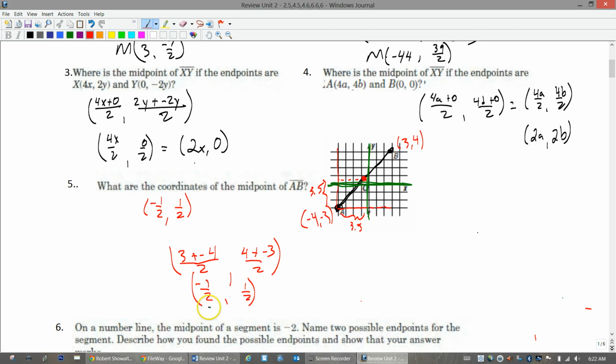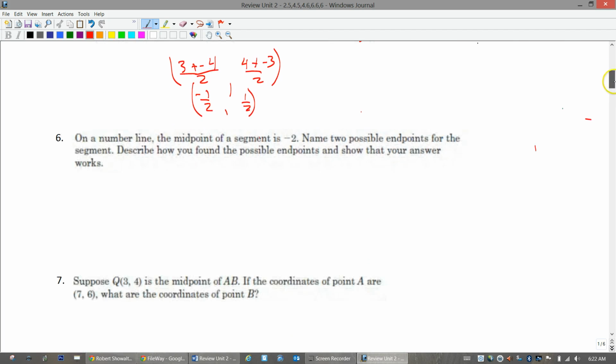Fantastico. Anyways, next problem. So let's do problem number 6 here. On a number line, the midpoint of the segment is negative 2. Name two possible endpoints of the segment. Describe how you found the possible endpoints.